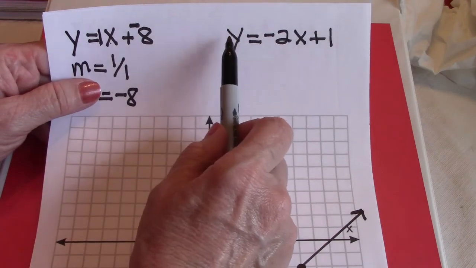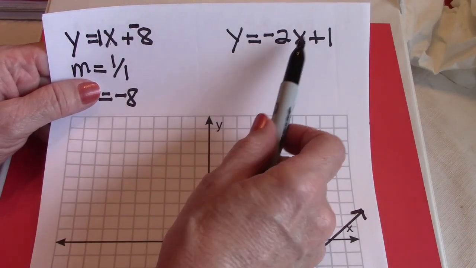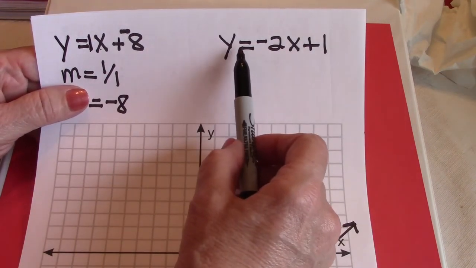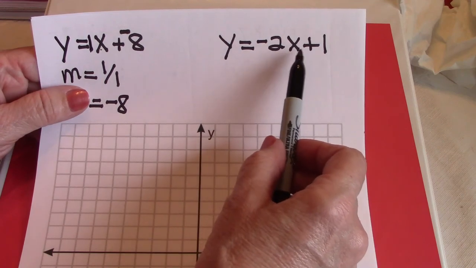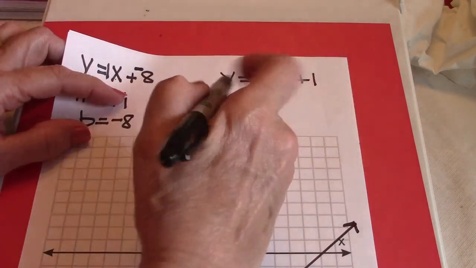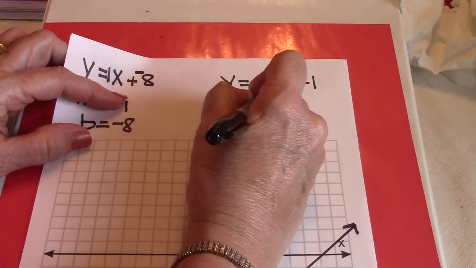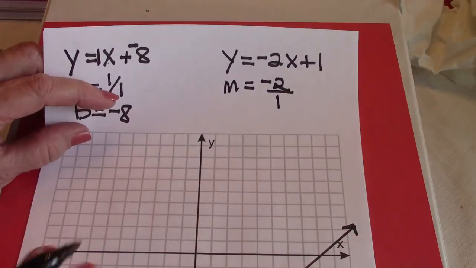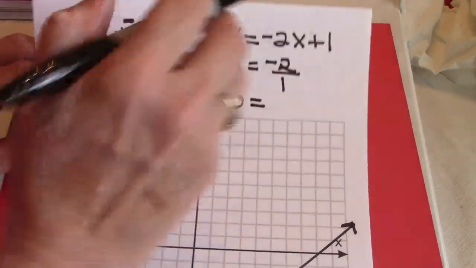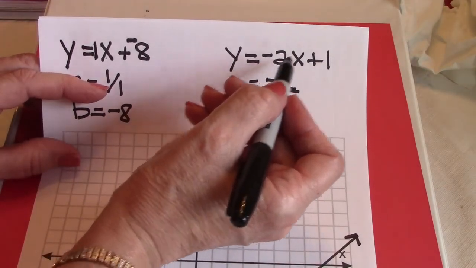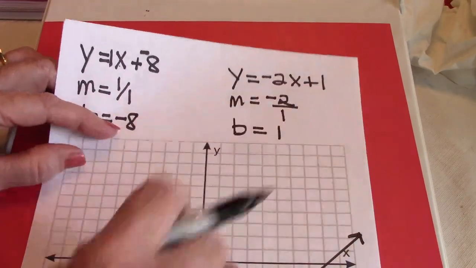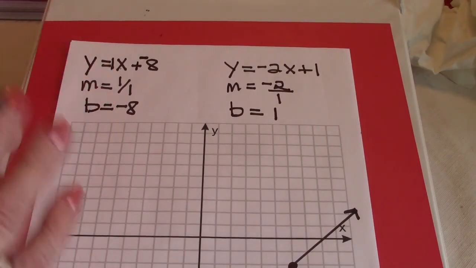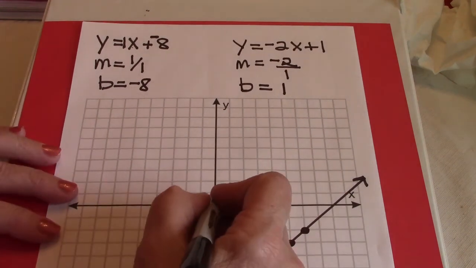Our second equation is y equals a negative 2x plus 1. Now that is in perfect slope-intercept form. Y equals mx plus b. So my m is a negative 2. And remember, I want that over 1 because I want rise over run. And my b, y equals mx plus b, is 1. My y-intercept, my b, is where you are going to cross the y-axis, and that is 1.